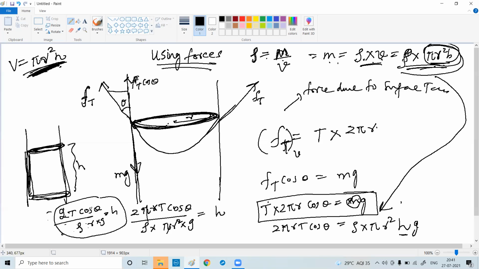And if I want to find out the tension, then what will your T be? Take everything to that side. T will become h rho R g divided by 2 cos theta. Is it clear? All of you clear? Very important from an exam point of view.